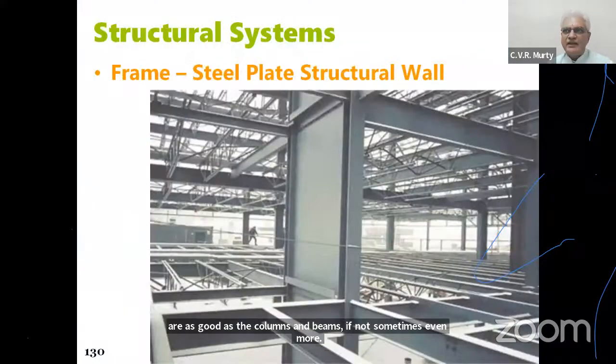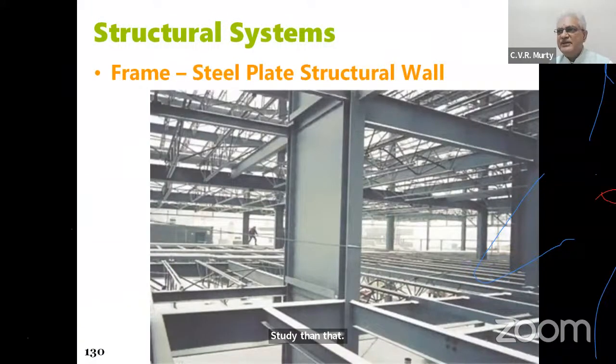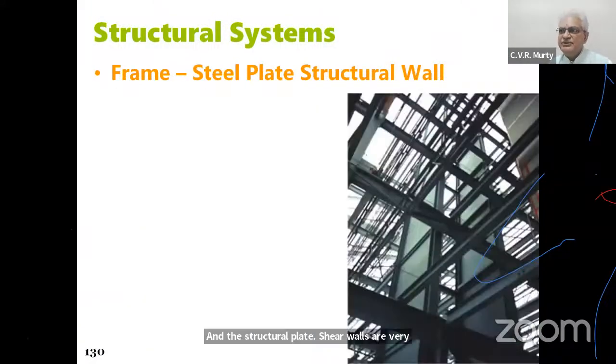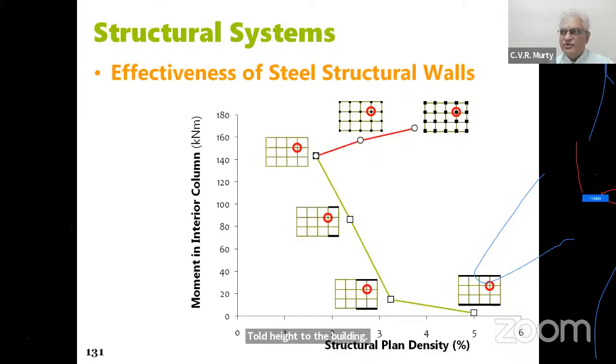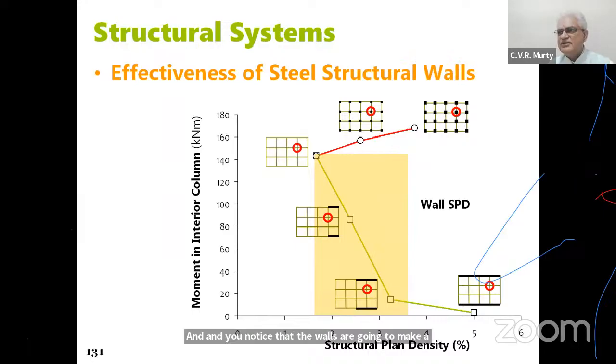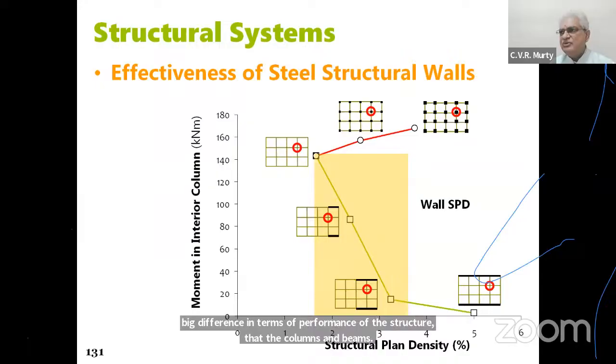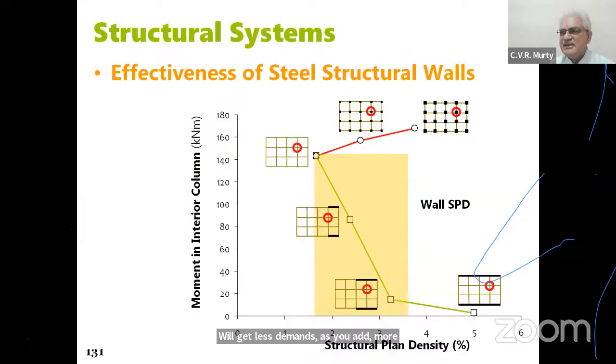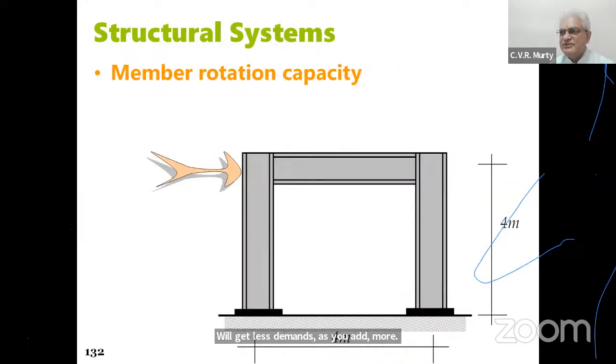But the structural plate shear walls are very convenient to use through the height of the building. And you notice that the walls are going to make a big difference in terms of performance of the structure, that the columns and beams will get less demands as you add more walls. By increasing member sizes, column sizes, we are not going to achieve much of that.